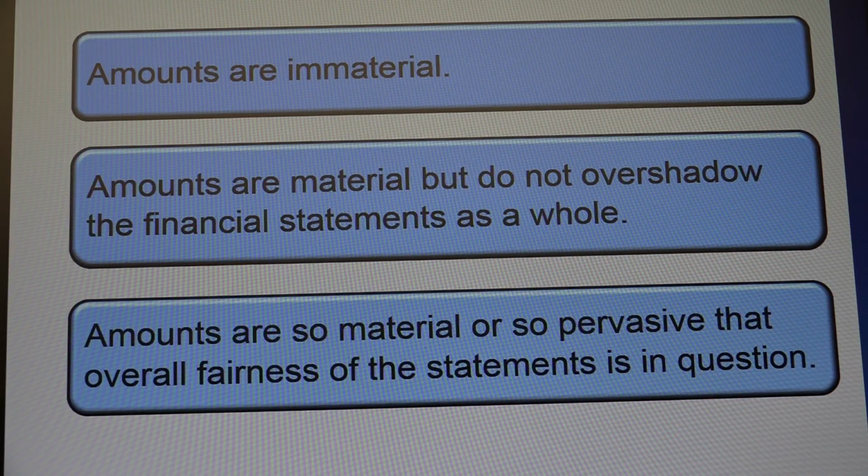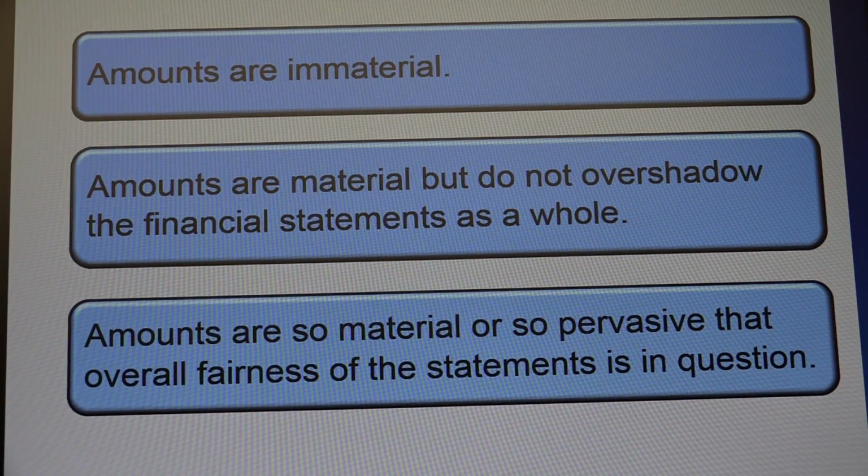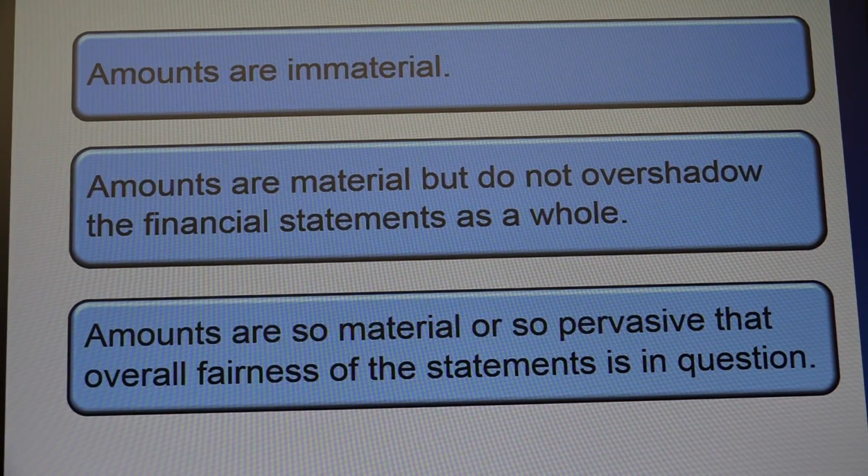But because it doesn't really change the overall makeup of the company, you can still offer an opinion that the financial statements are fairly stated, with maybe an emphasis of the matter. And so there you would offer a qualified opinion, but for this one item that's misstated, the financial statements are fairly stated in accordance with GAAP.